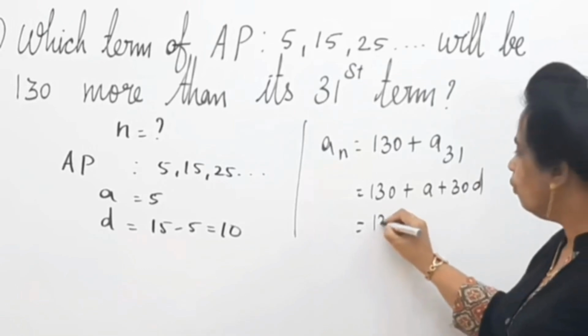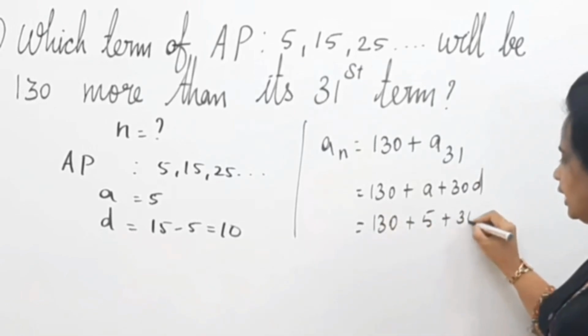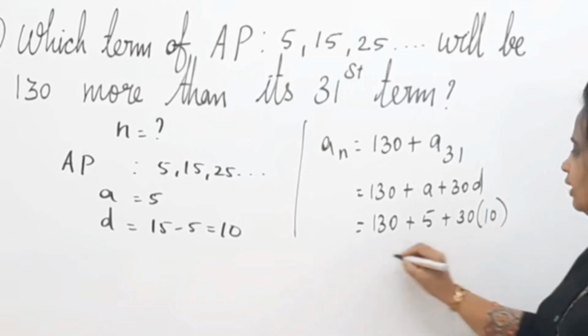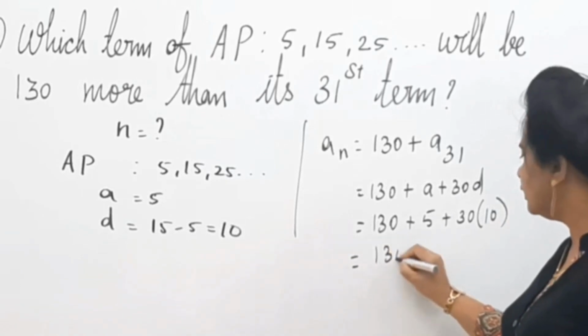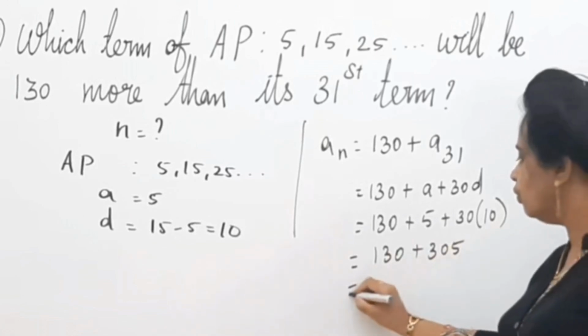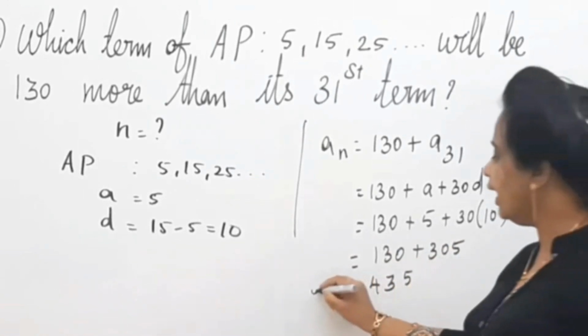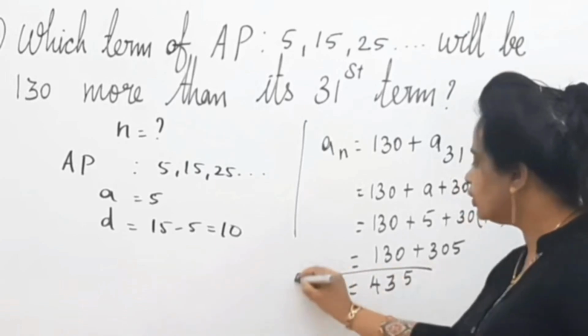So 130 plus a31 can be written as a plus 30d. That's equal to 130 plus a is 5 plus 30 into d is 10. That's equal to 130 plus 300 plus 5, that's equal to 435. So I got my an is equal to 435.